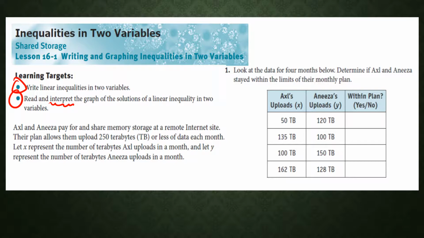So number one says, look at the data for 4 months below and determine if Axel and Anisa stayed within the limits of their plan. So their limits are 250 terabytes. So this one looks good. They stayed in the limits there. This would be 235, so that looks okay. This one would be at 250, so yep, 250 or less it said, so that's okay. And this one's going to give us 280 something, so that is a no. They went beyond the plan.